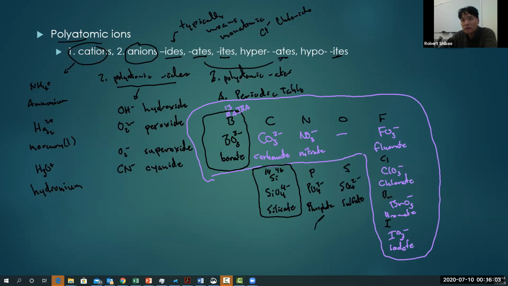Let me do some more. Below phosphorus is arsenic. And so arsenate is AsO4 3-. And below sulfur is selenium. And so selenate is SeO4 2-. This is selenate. Below selenium is tellurium. And we have tellurate. Tellurate is TeO4 2-. Tellurate. So do you see a pattern in the inner block? There's an inner block pattern and an outer block pattern.